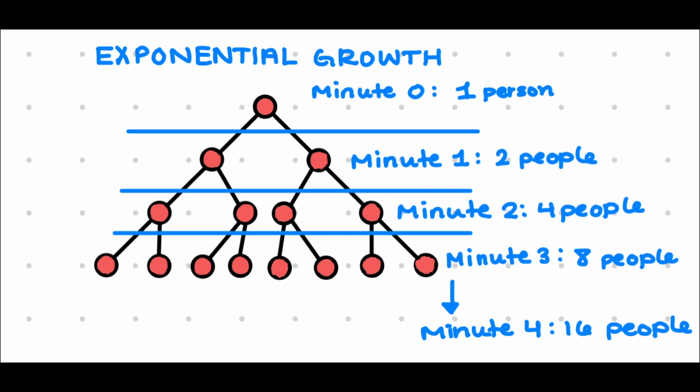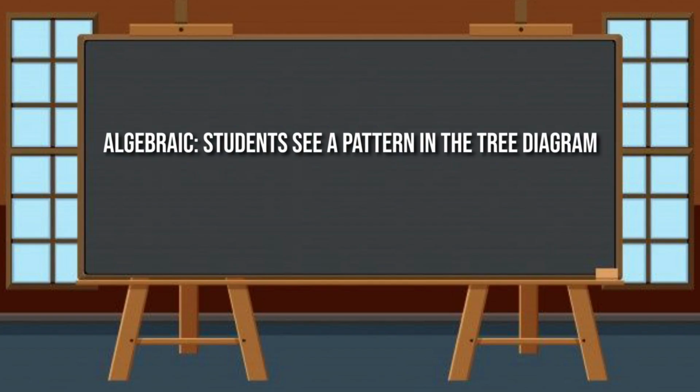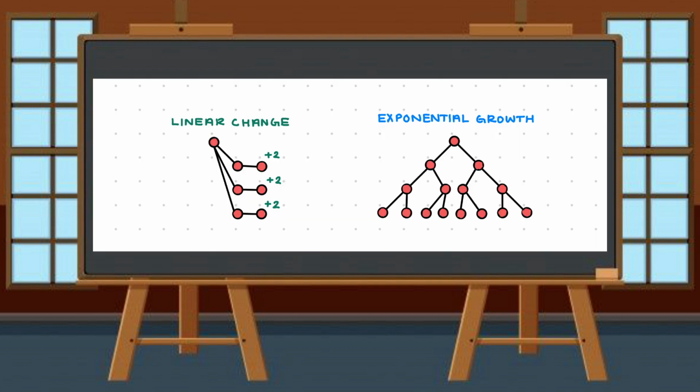I would like to point out that these numbers are not the total number of people infected, but by separating them into new people that are infected, we are able to better see the pattern, and that pattern would be multiplication. So that would be the algebraic portion of the VANG chart, where students see that the number of new people infected is doubled each time. Here would be a good time to bring up linear change, and this is just how I interpreted the tree diagram for linear change, where each time we are adding 2 instead of multiplying by 2, but we start with the same amount of infected people.